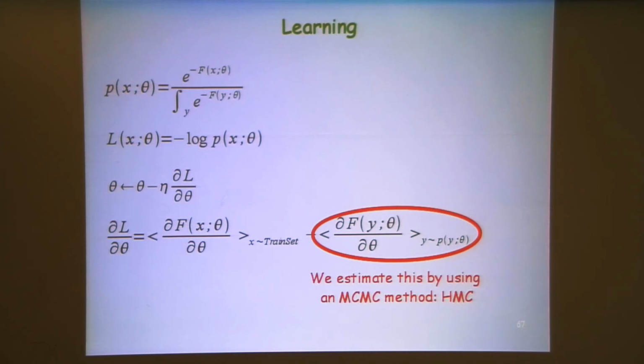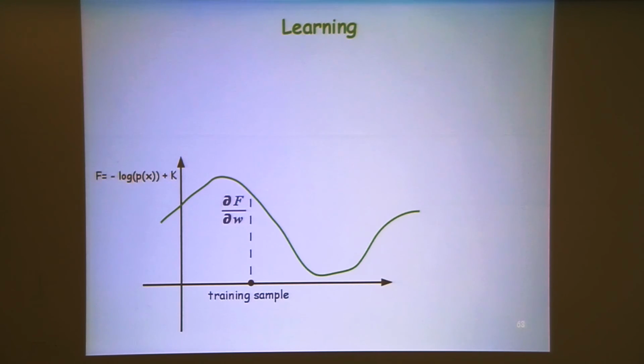So I'm going to give you a very quick overview of how this works, and more details will be given later this week by Yain when he will talk about MCMC methods. So the idea is the following, that you are given a training sample, and this is your energy function. Let's assume that everything is 1D, okay? So you have a one-dimensional input, so I can draw it. And on the y-axis, you have the energy.